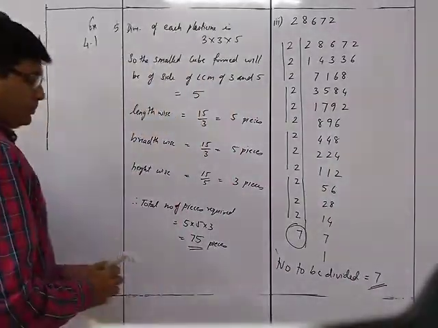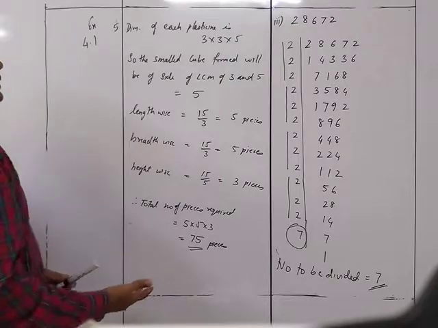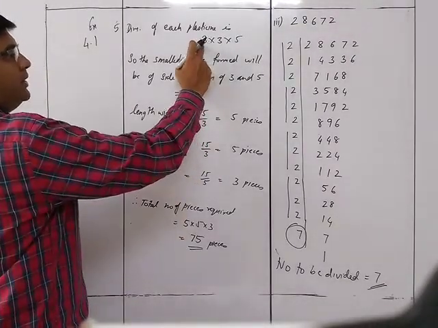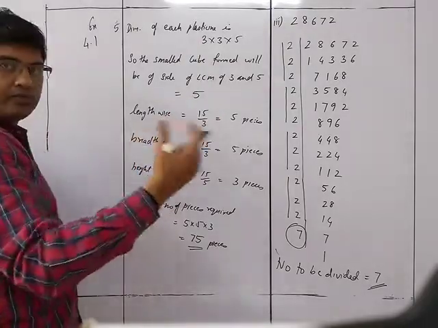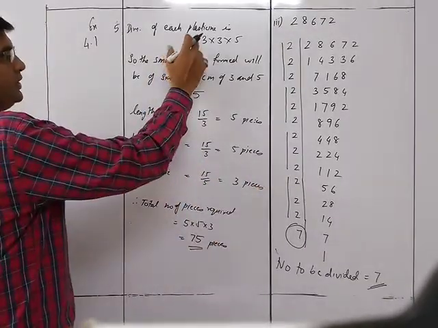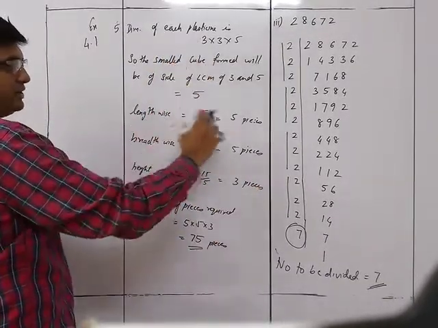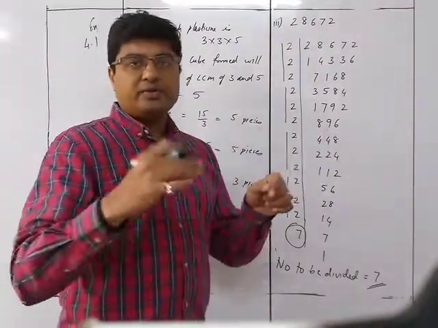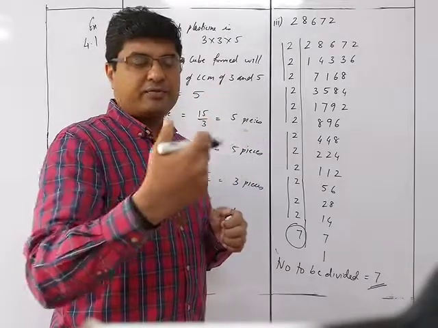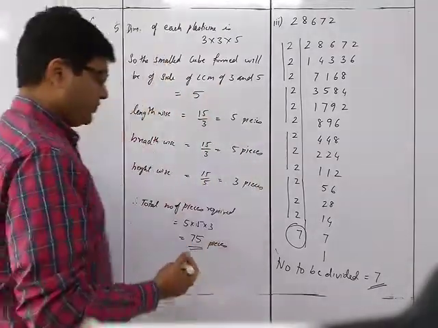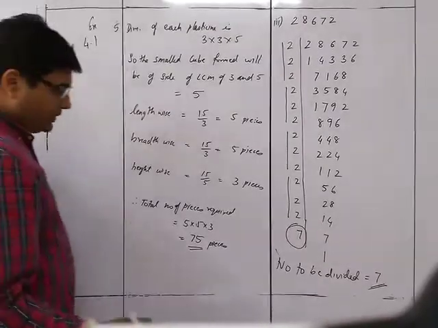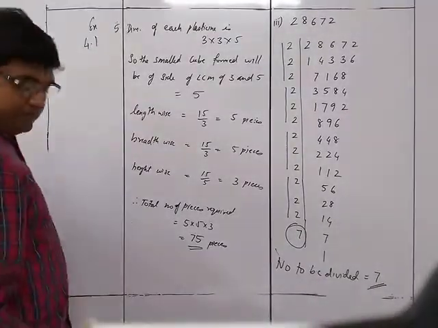Understood? So here, what we are trying to do is that we are just saying when a cube can be made, when this 3 is in the form of 15. So it will be 3 into 3 into 3, 5 times, and 5 into 5 into 3. So we are getting this 15. So it is 5 into 5 into 3. Okay, so that's 75 pieces.